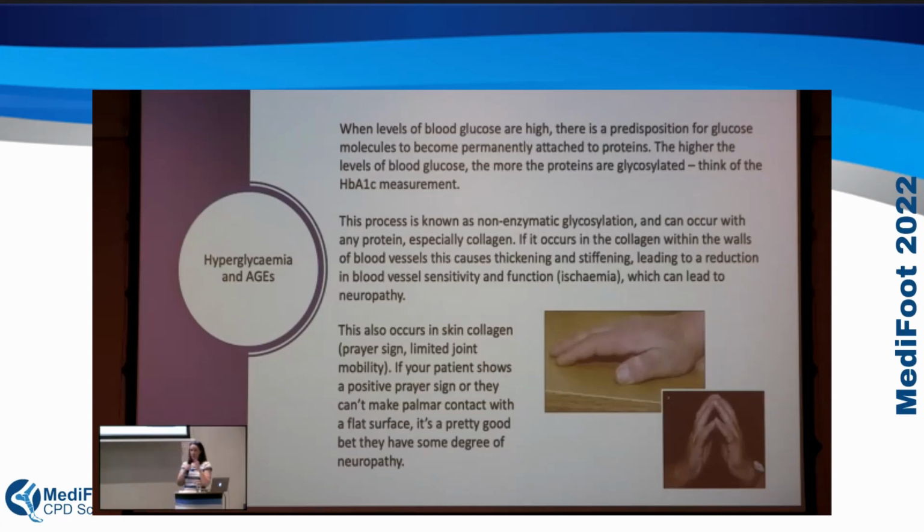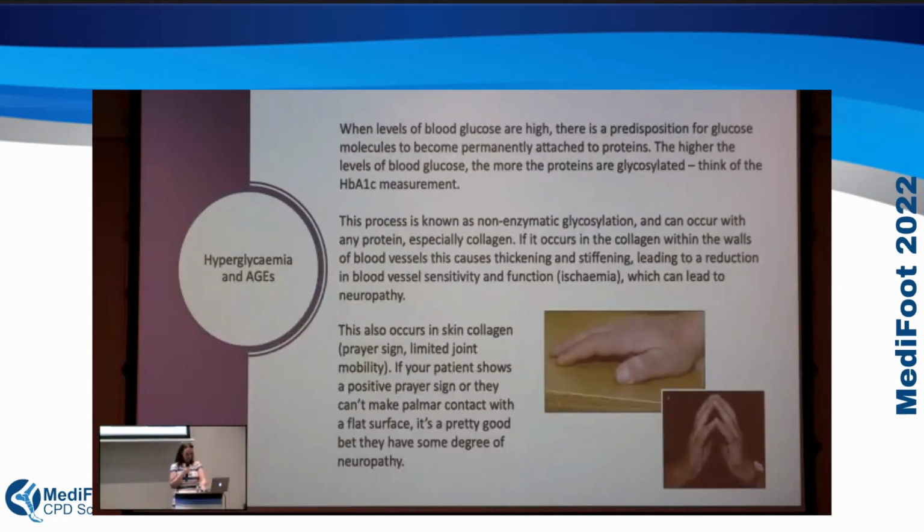You get these vessels functioning less effectively, and so because of that, you become ischemic, and because of that, you become neuropathic, because you've got a lack of blood supply to the nerves. So not only have you got the direct effect of glucose on the nerve cells, you've got an indirect effect, because ultimately you'll end up with ischemic change that will impact on your nerve supply as well. Hopefully that makes sense.